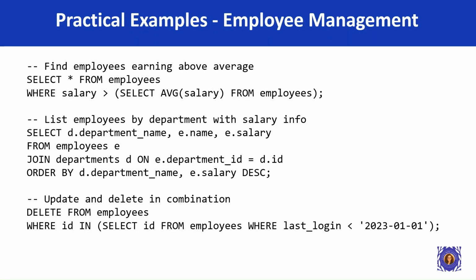A practical example of employee management, a quick example that we select all the attributes from the table employees. With salary, we need to select average salary from employees. Then we need to list employees by department with salary info. Here we use the join. By default, it is always an inner join. Then we have update and delete in combination. You need to delete from employees where ID is specified by a condition that last login should be less than this date.